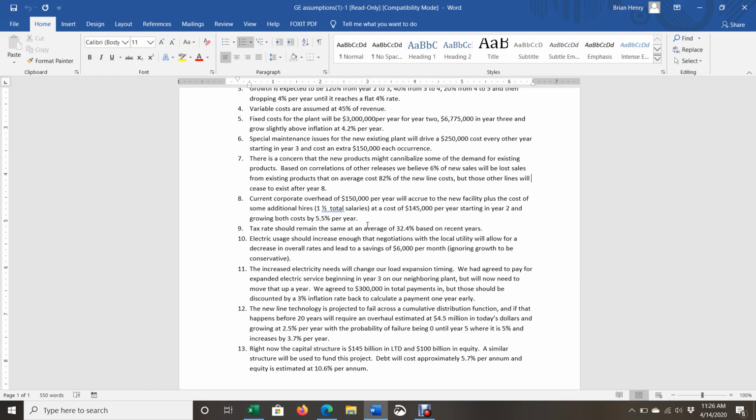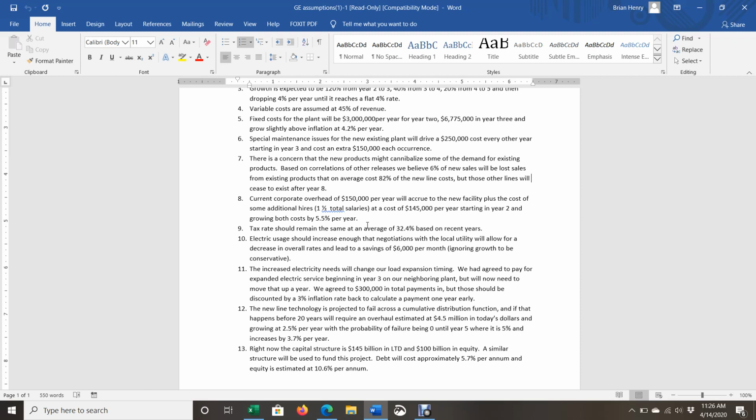Based on correlations of other releases, we believe 6% of new sales will actually be lost sales from existing products that on average cost 82% of the new line cost, but those other lines will cease to exist after year 8. So this is a penalty that only lasts through year 8, is what that last bit means.